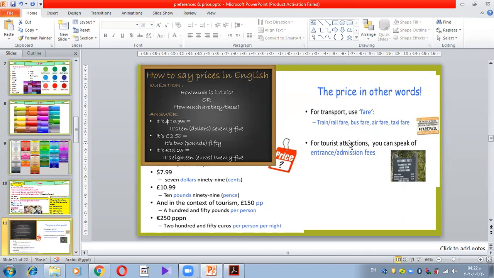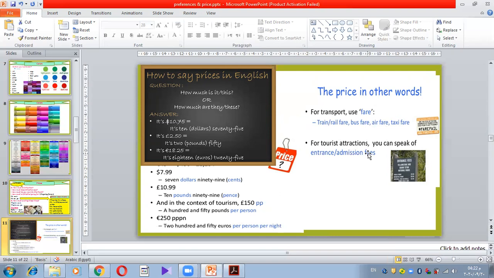The word price means the money that you're going to pay. This word changes and it becomes fare if we are dealing with transport: bus fare, train fare, air fare, taxi fare. It means the money that you're going to pay for the bus or the train or the taxi. For tourist attractions, you can speak of fees.